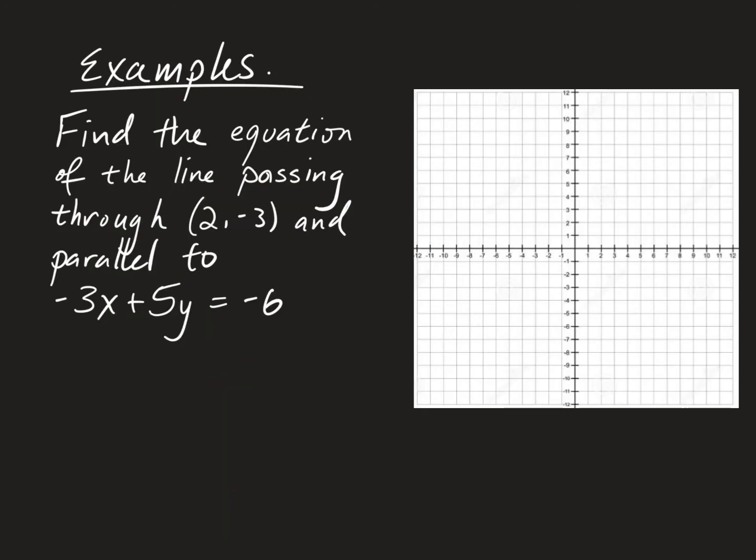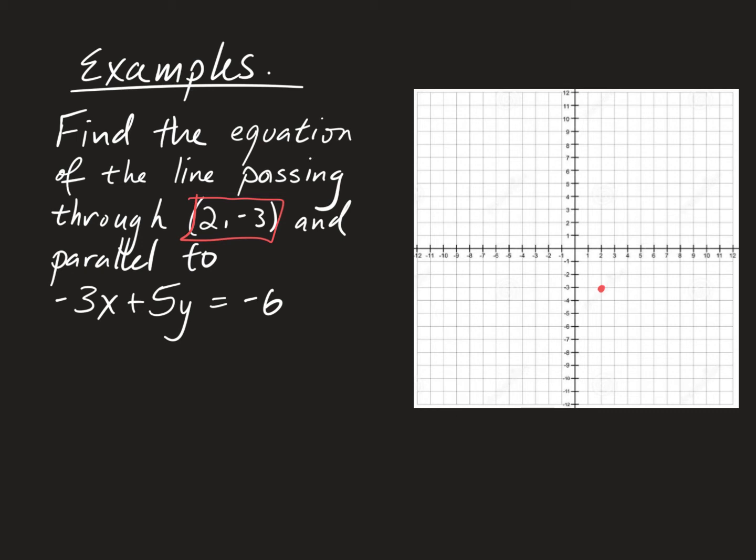For the first example here, we want to find the equation of the line passing through (2, -3) and parallel to this line. The first thing I'm going to do is graph this ordered pair here. (2, -3) on the coordinate plane is here, and we just don't know which way the line should slope through that point.